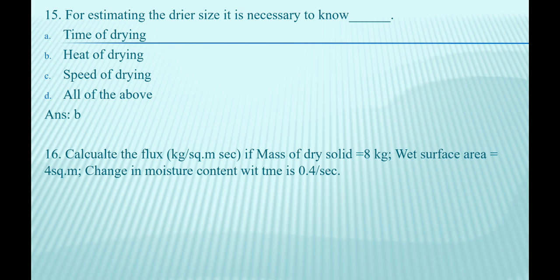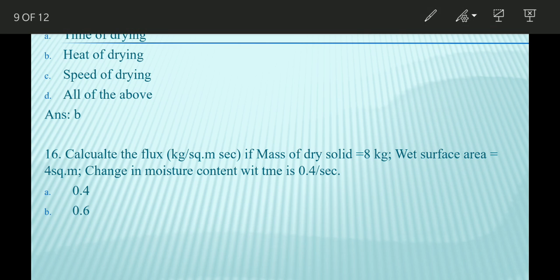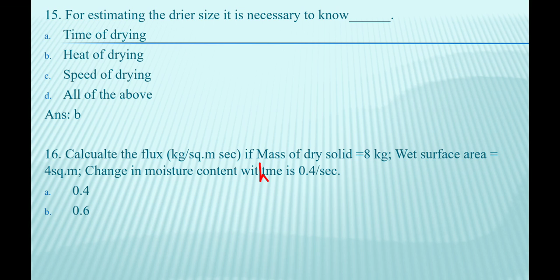Next question is, calculate the flux in kg per square meter per second if the mass of dry solid is 8 kg, the surface area is 4 square meter, and the change in moisture content with time is 0.4 per second. Options are A 0.4, B 0.6, C 0.8 or D 0.9. So the correct answer is C, that is 0.8.